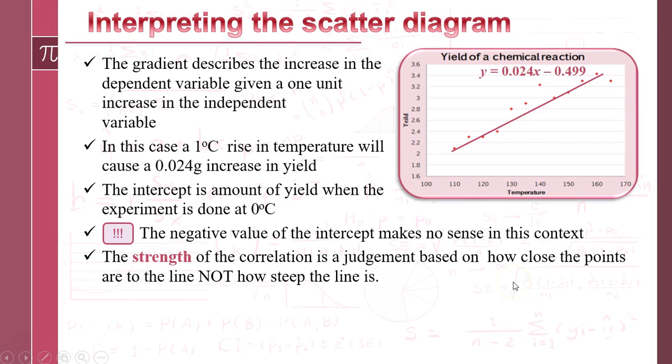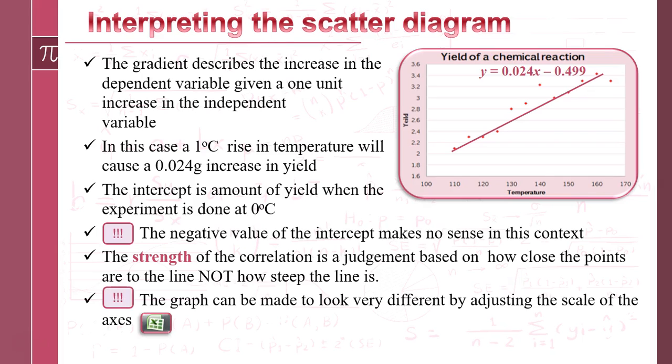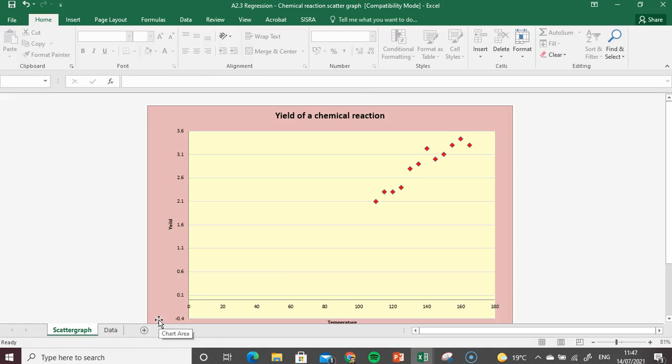Now, the last thing to mention is that the strength of correlation is determined by how close the points are to the line, not how steep the line is. That one is a common misconception from students, and what I'm going to do is have a little fiddle around with this graph and make it look a bit different just by changing the axes, not by doing anything to the data. So let's have a look at this data in Excel.